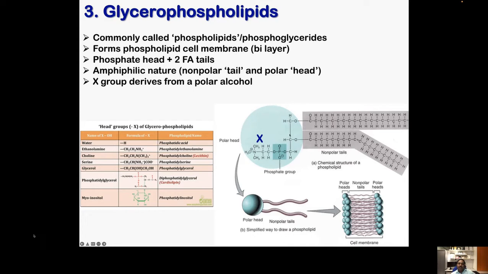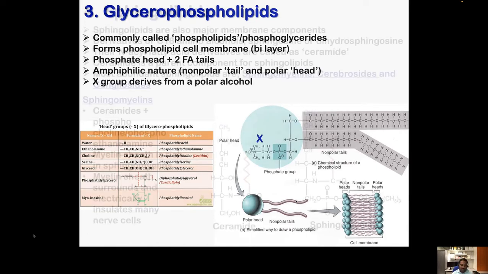This is amphiphilic in nature, and that's why these lipids are in the plasma membrane. It has a nonpolar tail, because the fatty acids are nonpolar or water insoluble, and it has a polar head because of the phosphate group and this alcohol group. If you look at the plasma membrane, the polar heads will be on the surface of the membrane and inside of the cell, but the nonpolar tails will be the core of the membrane.